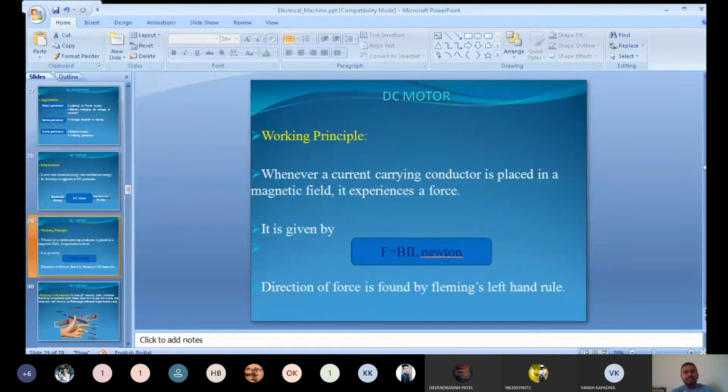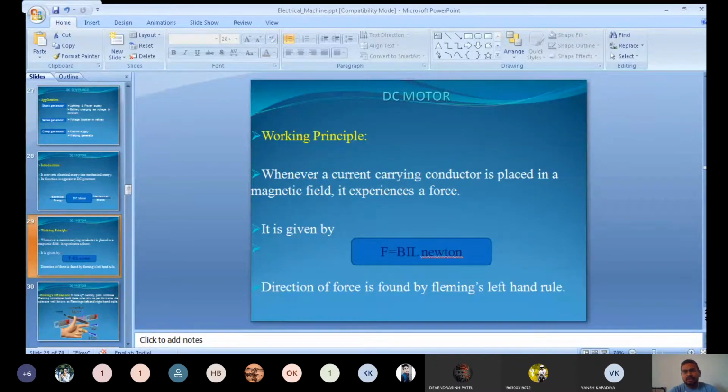Now the working principle of DC motor. The working principle on which a DC motor operates is, whenever a current carrying conductor is placed in a magnetic field, it experiences a force. This is the basic law on which DC motor operates. So what is the statement of this law? Whenever a current carrying conductor is placed in a magnetic field, it experiences a force.